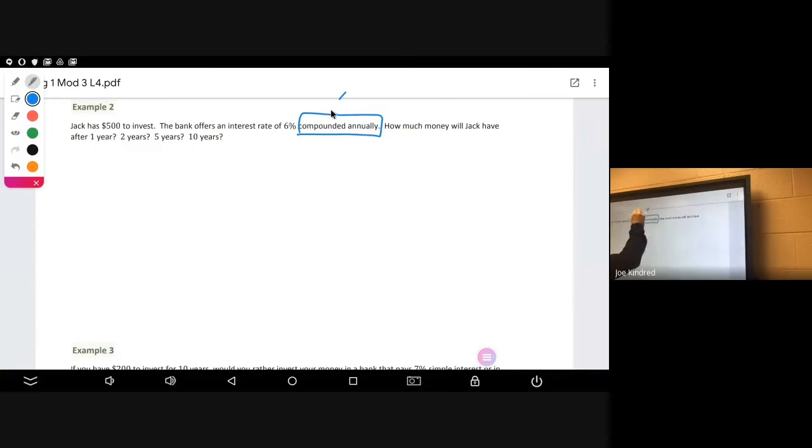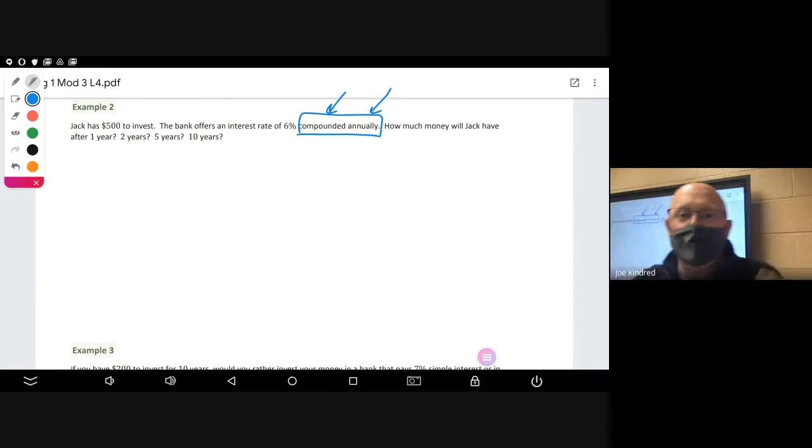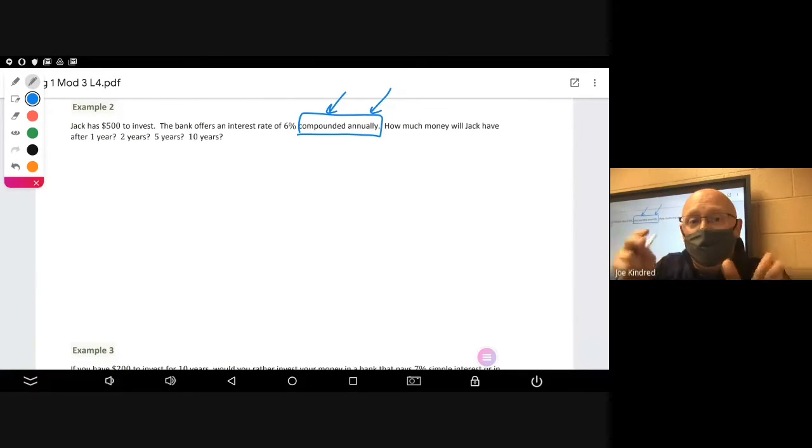It begins like this. Jack has $500 to invest. The bank offers an interest rate of 6% compounded annually. Compounded annually are key words. So as we look at this one, it's slightly different than simple interest. Compounded annually. So you should be drawn to these 2 words. Compounded means we're going to take whatever we earn the first year, and that's going to be a part of our principal the second year.